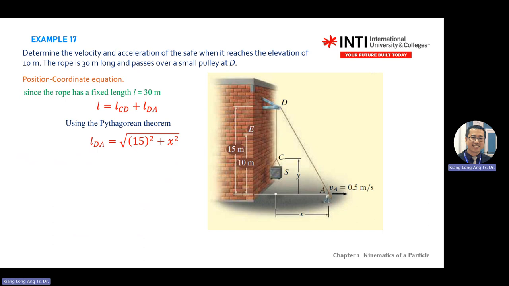So you know LCD is 15, the total height of the triangle is 15. But you don't know the X, so you put in X there. Okay. What about LDA equal to this equation? LCD equal to 15 minus Y, right? The challenging part is you should be able to see the length of the base is actually linked to the X. The height is actually linked to the Y.